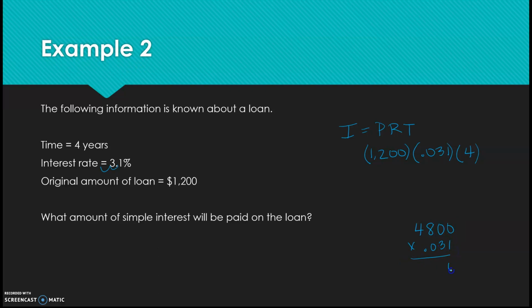0.031. 0, 0, 1 times 8 is 8. 1 times 4 is 4. 1, because I'm on the second number. 2 zeros. 3 times 8 is 24. 3 times 4 is 12. 13, 14. Add them up. 0, 0, 8, 8, 4, 1. 1, 2, 3 numbers to the right. So my interest is 148.8. And it's asking here for the interest. So I do not need to add it to the principal because it is simply asking me for the interest.